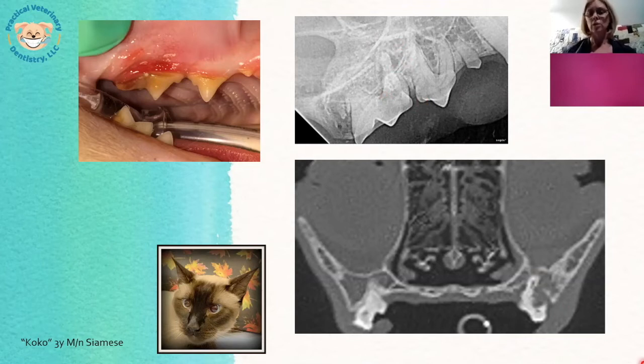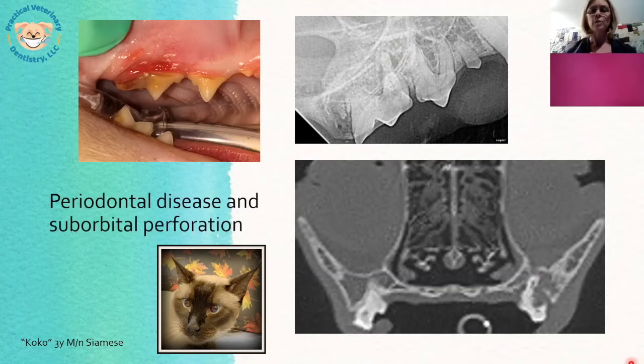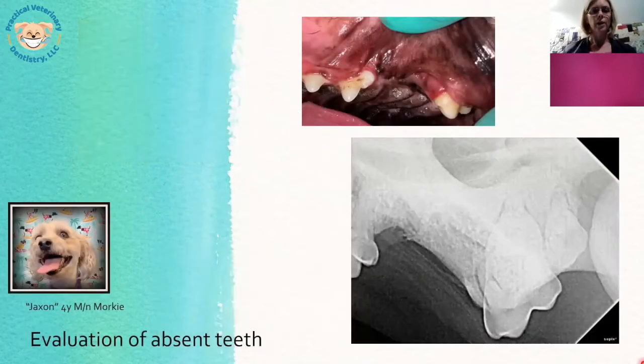That does not look nearly as dramatic as the cone beam CT does, which really gives us a good sense of what kind of complications we could get ourselves into if we're not careful. So we've got periodontal disease and suborbital perforation of the bone around that area.